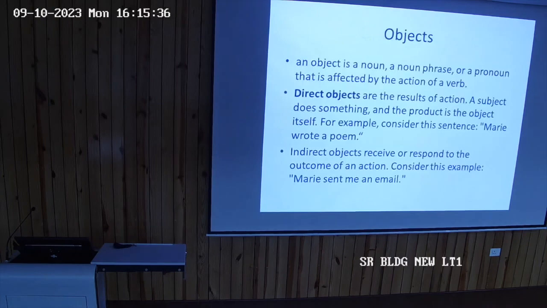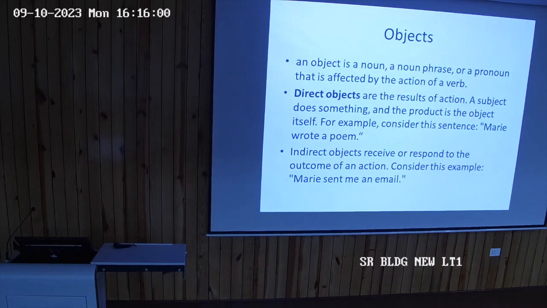Okay, let's come to objects. So, an object is a noun or a noun phrase or a pronoun that is affected by the action of the verb. In simple words, we can say that the function of an object is to add extra information in a sentence in terms of verb. जो verb के regarding extra information होगी sentence में, that will be called object. We have 2 types of objects. First is direct objects and the second is indirect objects.